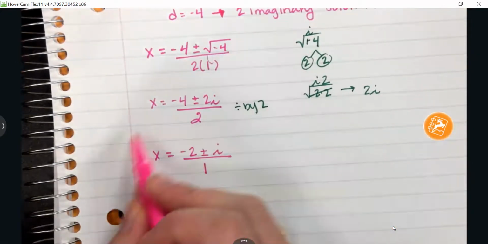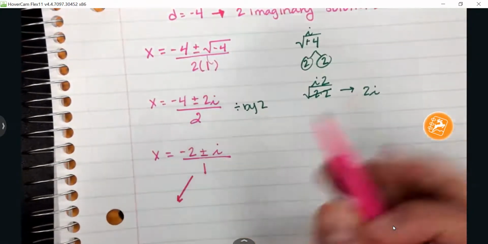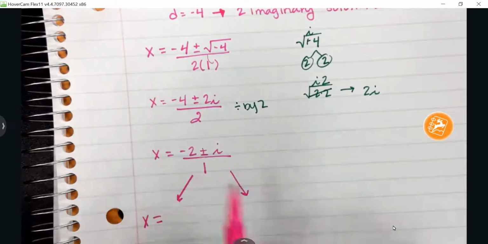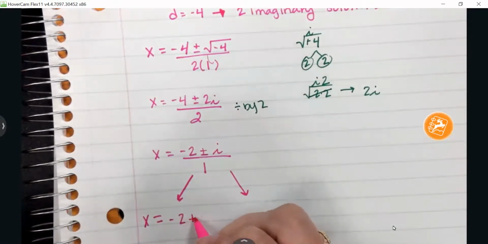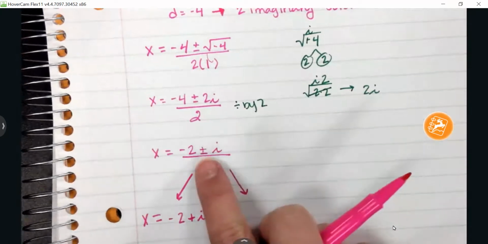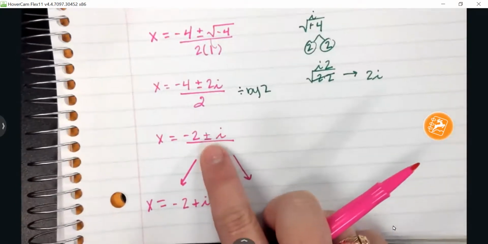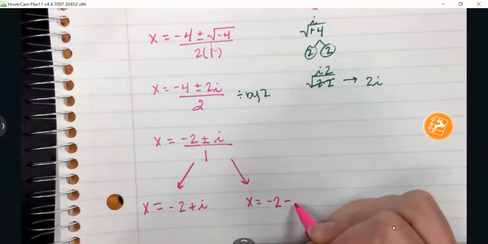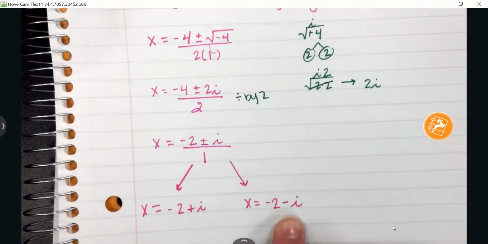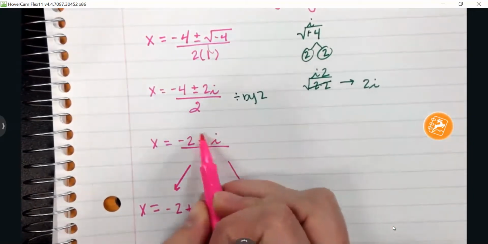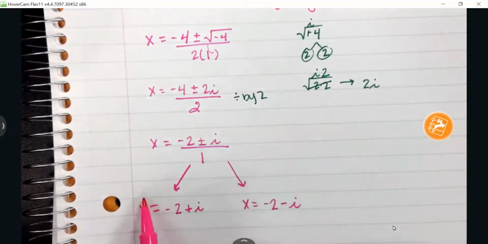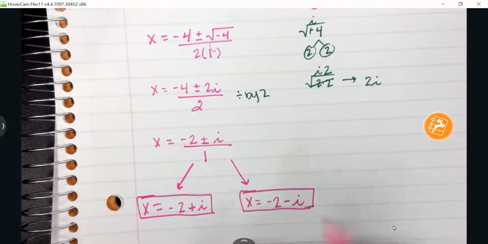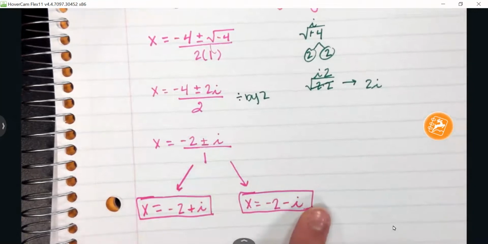Close. This answer right here splits into 2 pieces. Your first one says x equals -2 plus i. That's the plus side. I can write a second answer, x equals -2 minus i. So this plus minus sign right here is what splits it into my 2 imaginary solutions. So there's 1, there's 2.